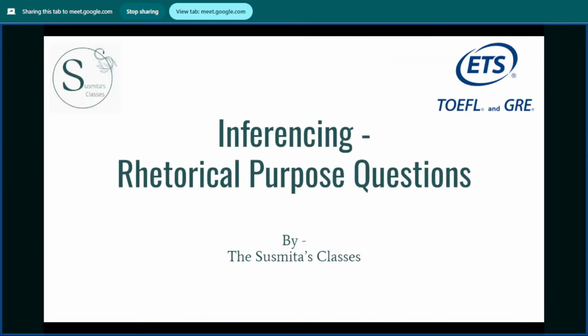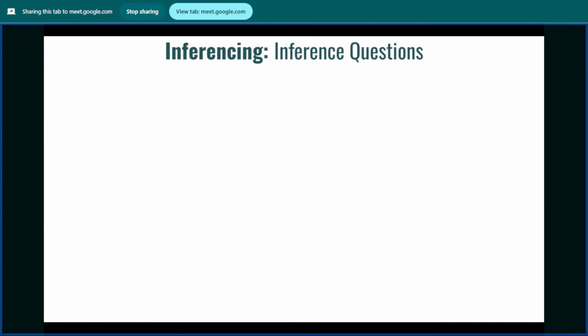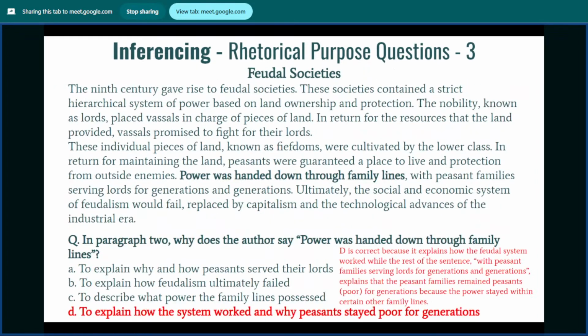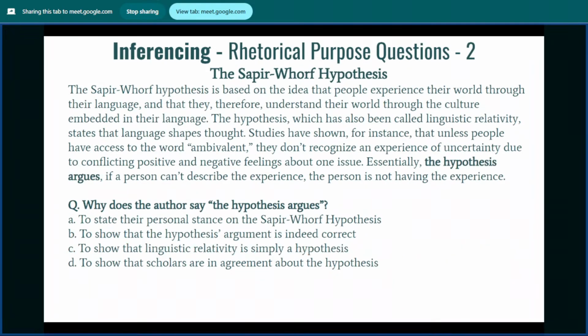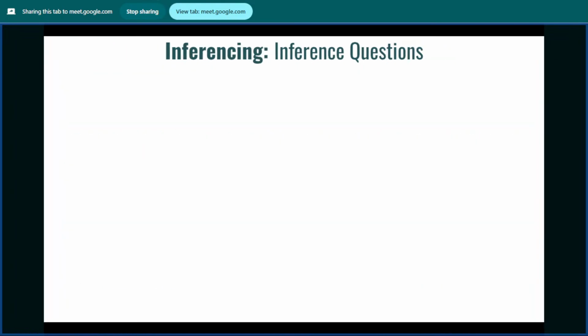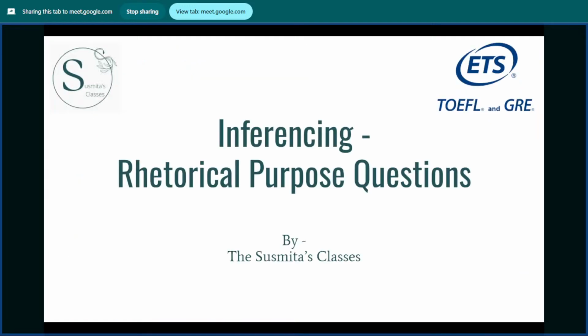Very good. Next, we have rhetorical purpose questions. What question types do we have remaining? We'll cover this in the next session. We have three question types remaining. Okay, we'll stop over here for today. We'll continue in the next session. Make sure you go through the reading chapter, and along with that, try to do one more reading passage today.